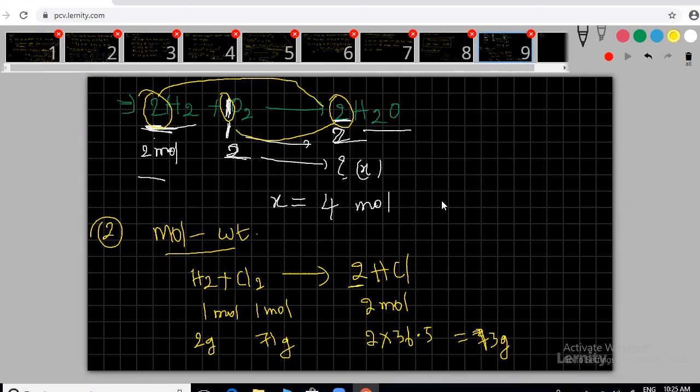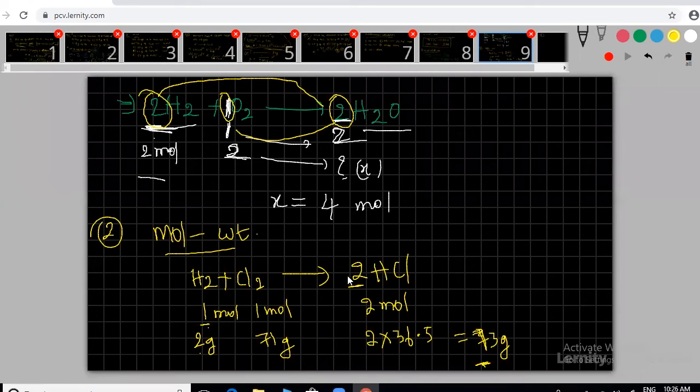So they can give moles and ask for weight. Suppose 1 mole of hydrogen reacts with chlorine, how many grams of HCl will form? 73. Or 1 mole of Cl2 reacts with H2, how many grams of HCl form? 73. Like that. First note down this point: mole-weight. Either they will give moles and ask for weight, or they will give weight and ask for moles also. Please note it down.